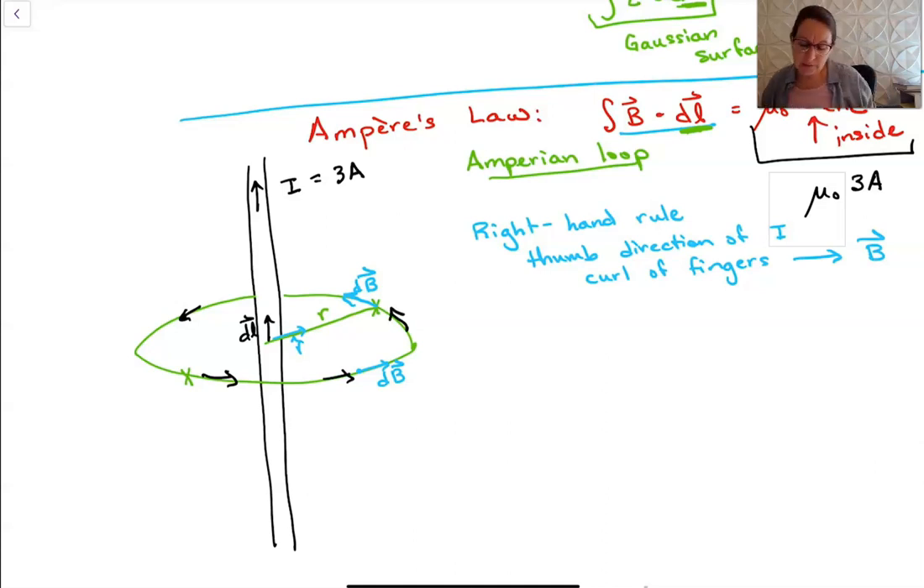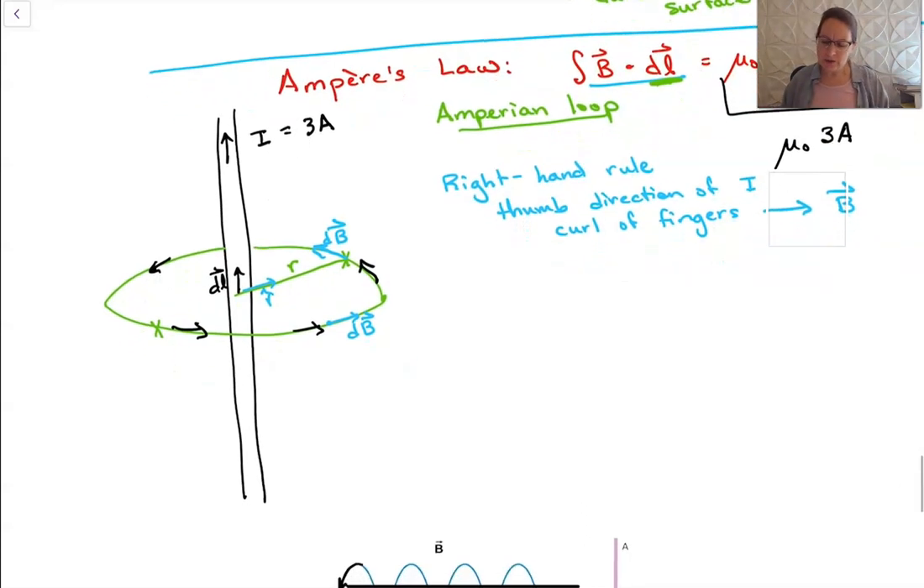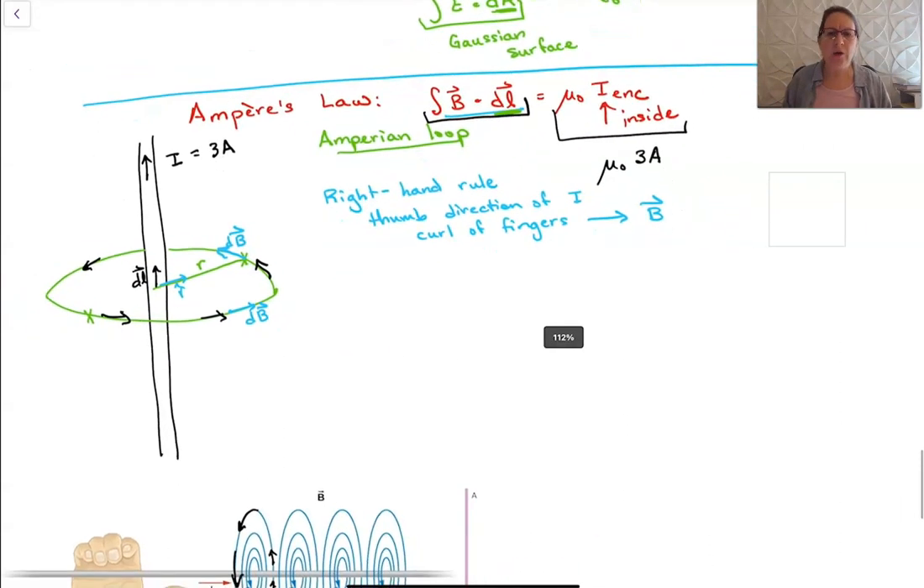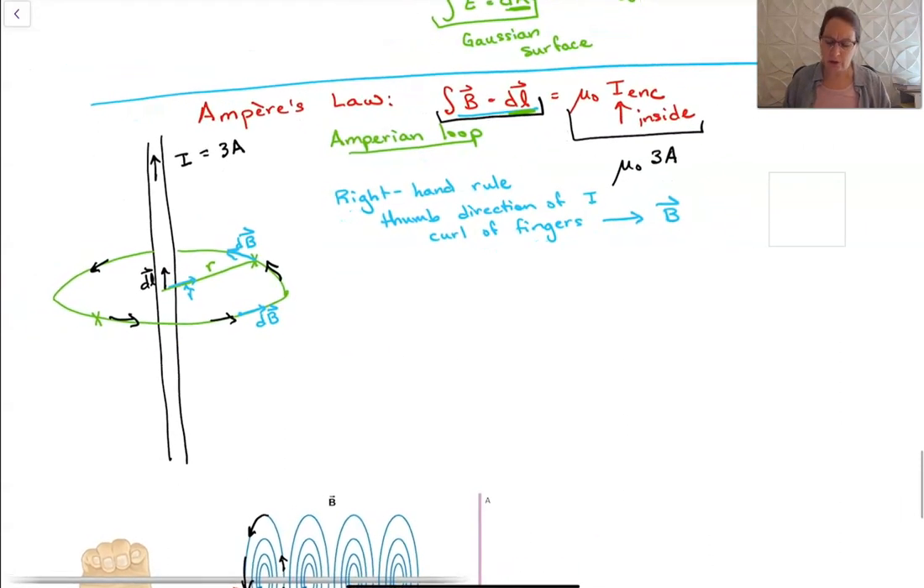And since we're the same distance away, notice I'm going to start looking at the left-hand side of the equation. So I've got my whole Ampere's law equation. I've got B times dl, where dl is a little piece of the loop, a little length of the loop, times the cosine of the angle between the magnetic field and this dl.